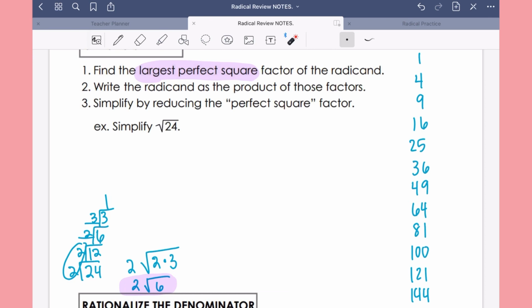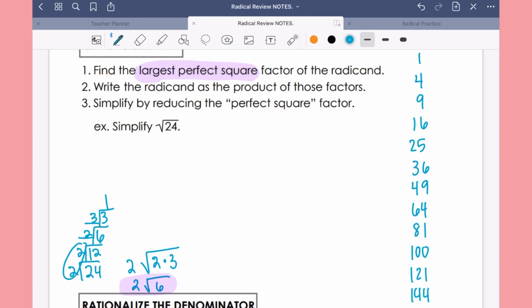A good thing to note is that you want to start with numbers that are less than 24, because obviously if you do 25, that is going to create a fraction. So we don't want that. So let's start with 16. Do you think that 24 divided by 16 will give you a whole number factor? And the answer is no. What about 9? 24 divided by 9. No, not in this world. What about 4? Yes, 24 does divide by 4.